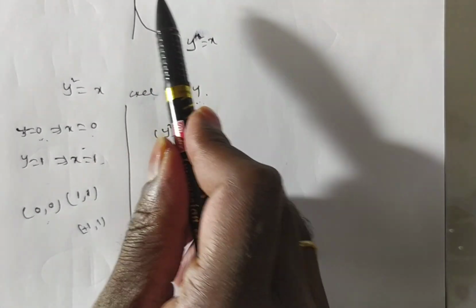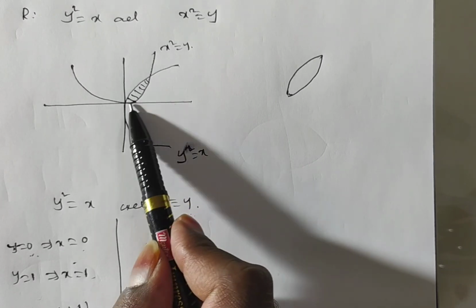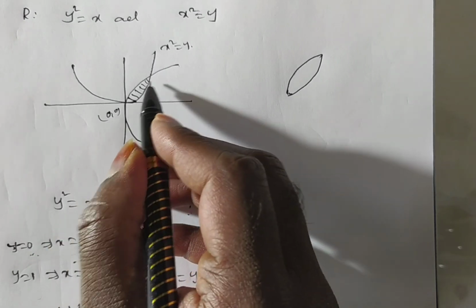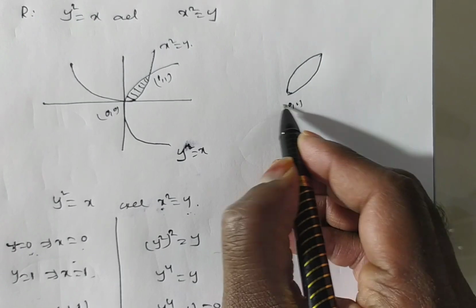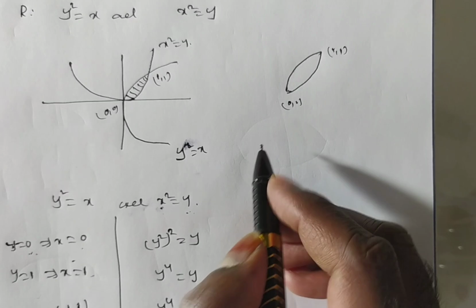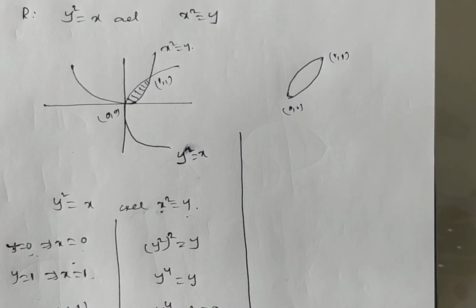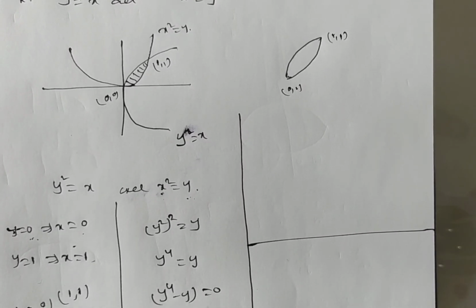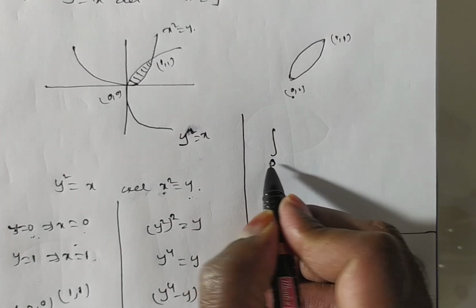But here you observe that the region is bounded in the first quadrant only, not the second quadrant. So the limits are the points where these two curves intersect, 0 comma 0 and 1 comma 1. One should be an independent limit, another one dependent. So we will take x as independent first, and then y as independent. When x is independent, x started from 0 and moved to 1. So x is from 0 to 1.